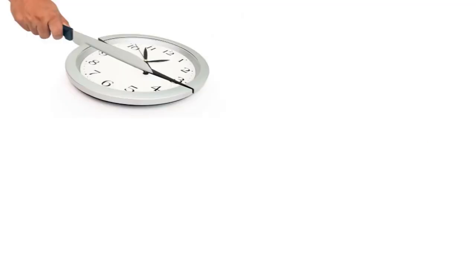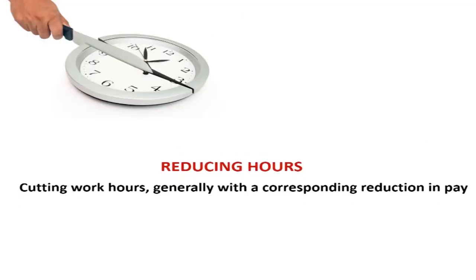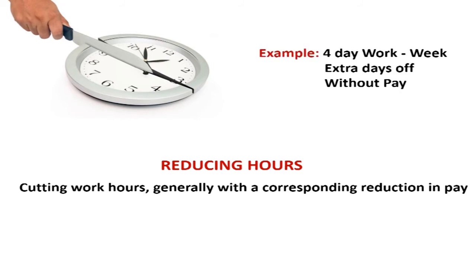The next strategy is reducing hours. Well, some organizations offer other avenues to eliminate labor surplus, and one such alternative is cutting work hours, generally with a corresponding reduction in pay. For example, putting employees on a 4-day work week or offering employees a chance to take extra days off at the end of the year, which would be unpaid.